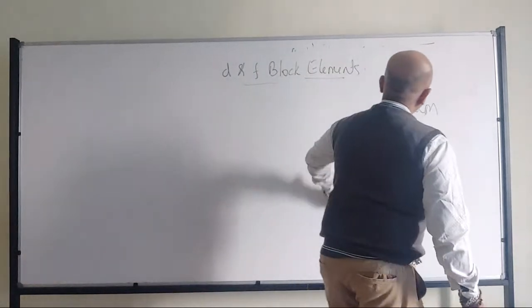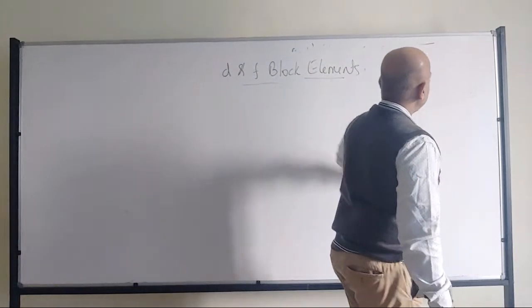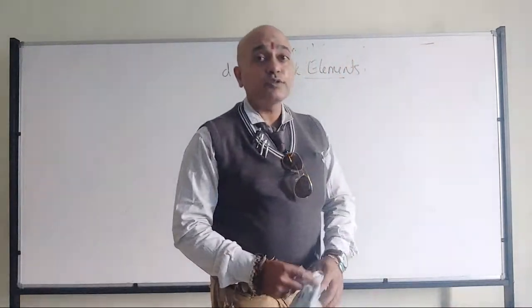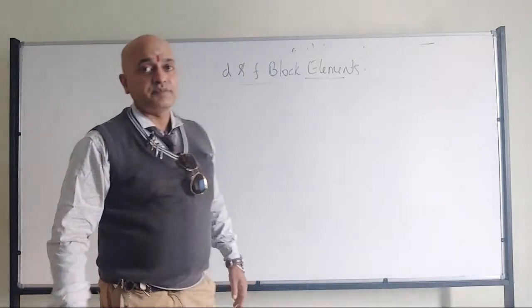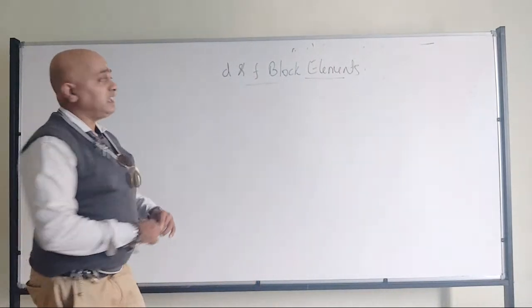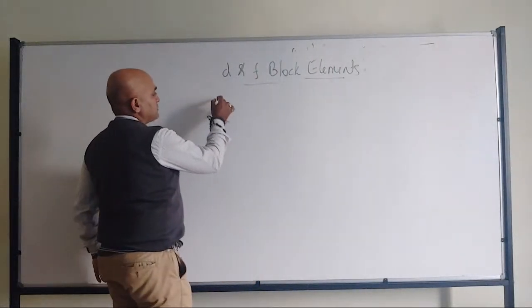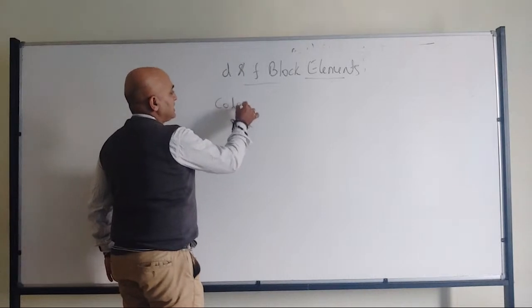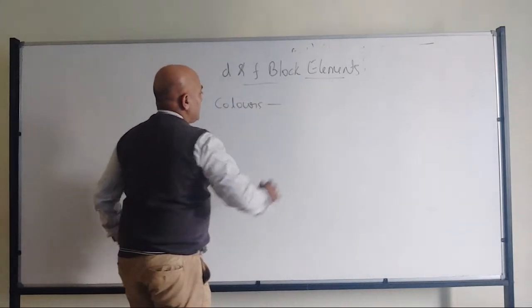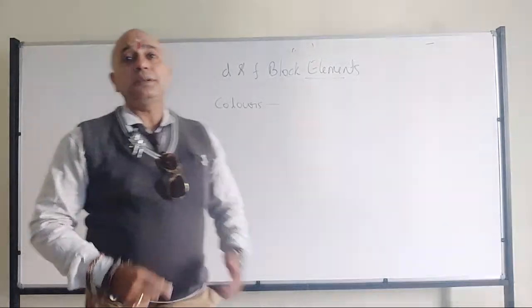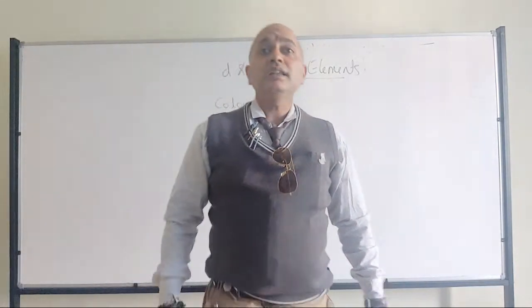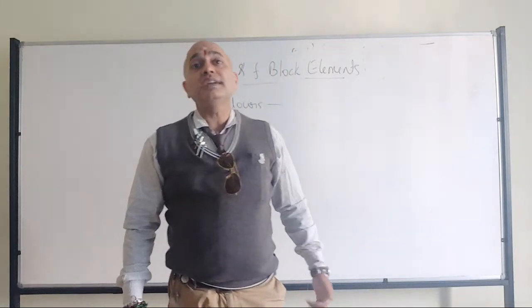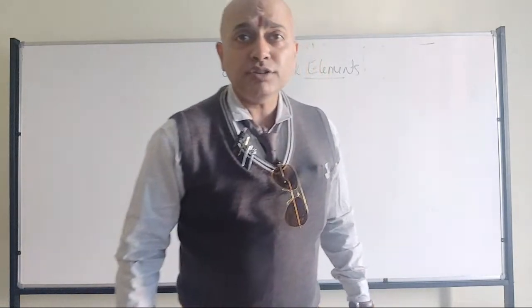Now we will come to the features of lanthanoids, the properties of the lanthanides. First we will go with the colors. The question can be, why do F block elements form colored compounds or colored ions?